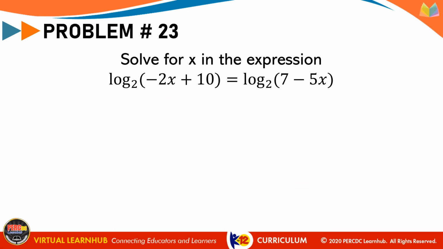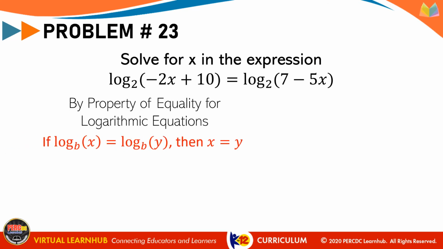Problem number 23. Solve for x in the expression log of negative 2x plus 10 to the base 2 is equal to log of 7 minus 5x to the base 2. Applying the property of equality for logarithmic equations, if we have log of x to the base b equal to log of y to the base b, then we can say that x is equal to y. Therefore, applying this property, we can see that negative 2x plus 10 is equal to 7 minus 5x.